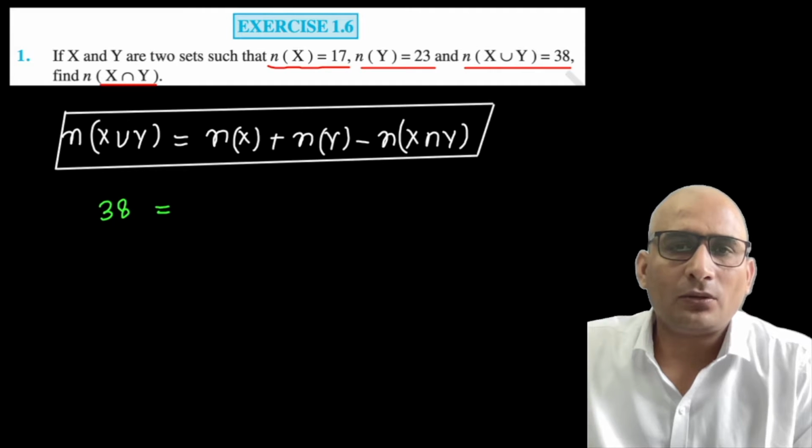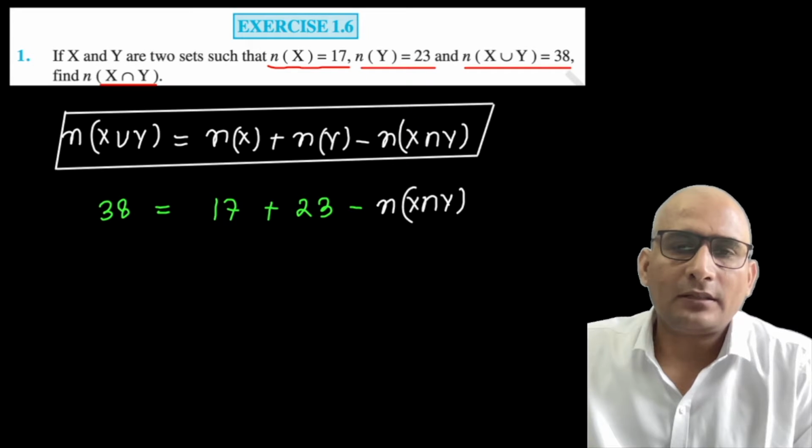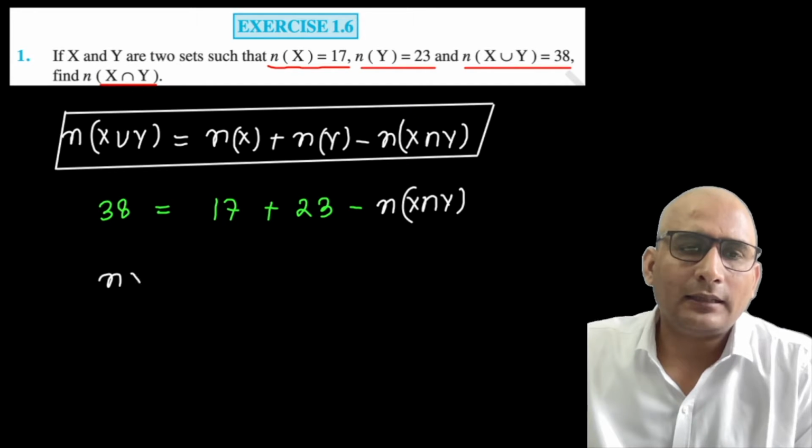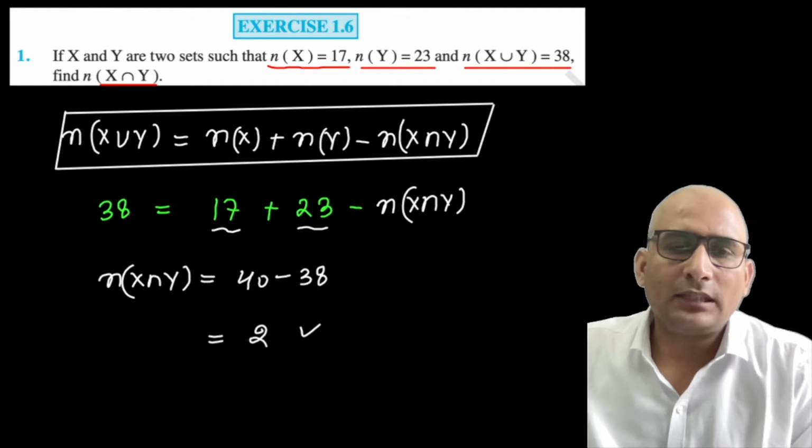What is n(X) given in the question? It is given as 17. n(Y) is 23. n(X intersection Y), this thing we need to find. Now shift this n(X intersection Y) to this side and add 17 plus 23, it's 40, and take this 38 to this side, 40 minus 38 is equal to 2. So this is the answer in this case.